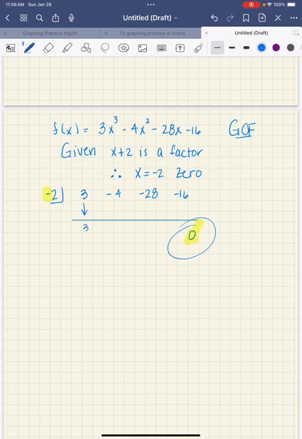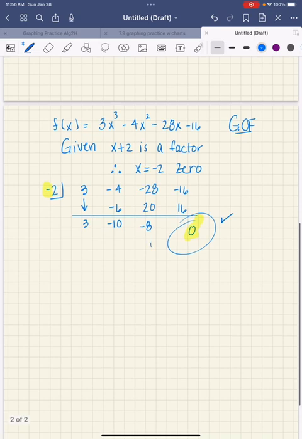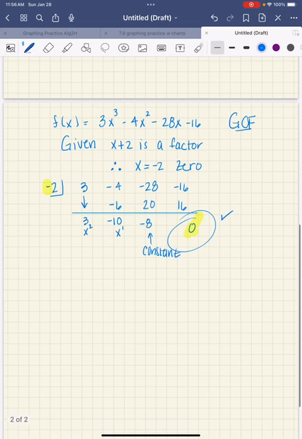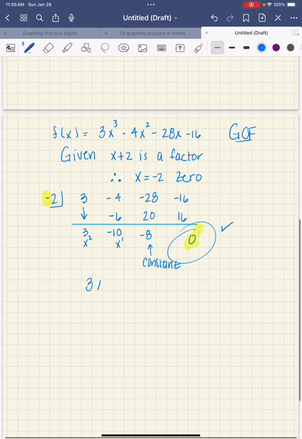Bring down the 3, multiply, you get negative 6, add, you get negative 10. Multiply, you get 20, add, you get negative 8. Multiply, you get 16, add, you get 0. Awesome. Okay, so the negative 8 represents my constant. Negative 10 represents my coefficient on x to the first. 3 represents my coefficient on x squared. So I've got 3x squared minus 10x minus 8.